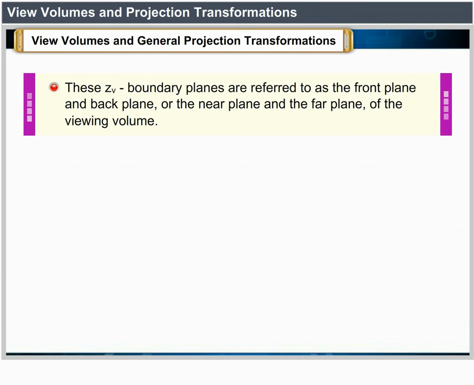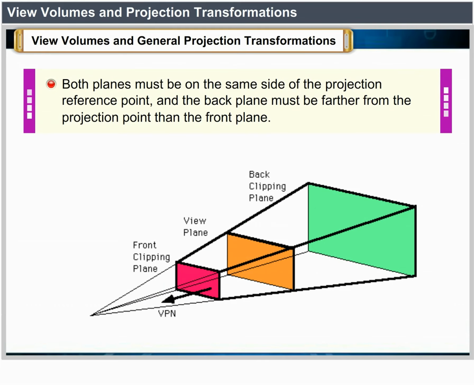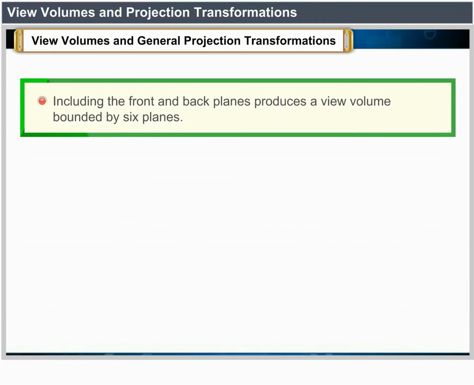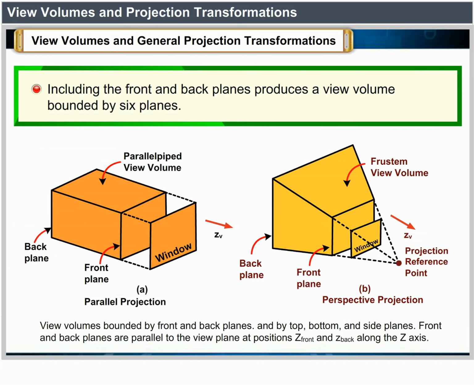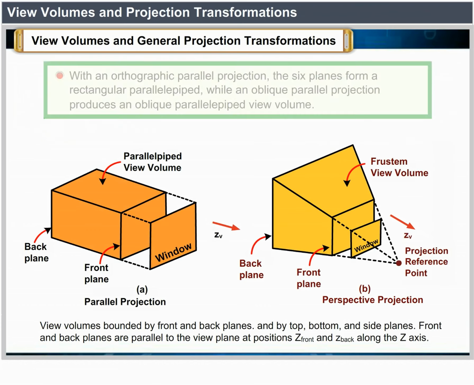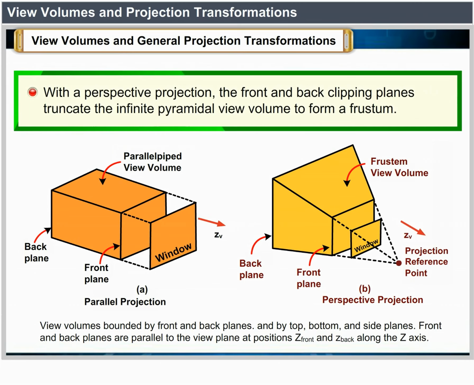The front and back planes are parallel to the view plane at specified positions Z front and Z back. Both planes must be on the same side of the projection reference point, and the back plane must be farther from the projection point than the front plane. Including the front and back planes produces a view volume bounded by 6 planes as shown in this figure. With an orthographic parallel projection, the 6 planes form a rectangular parallelepiped, while an oblique parallel projection produces an oblique parallelepiped view volume. With a perspective projection, the front and back clipping planes truncate the infinite pyramidal view volume to form a frustum.